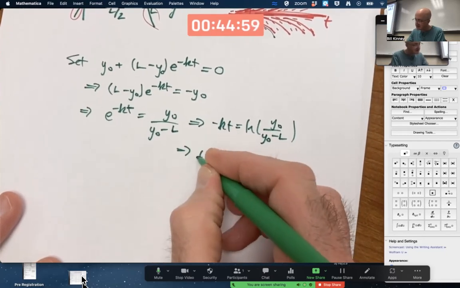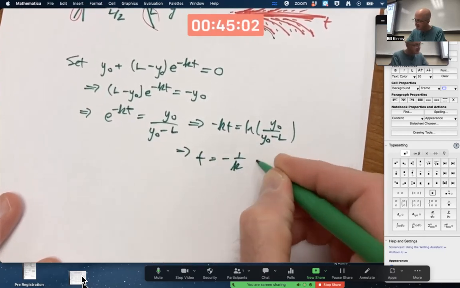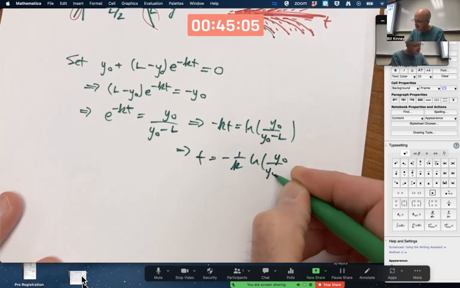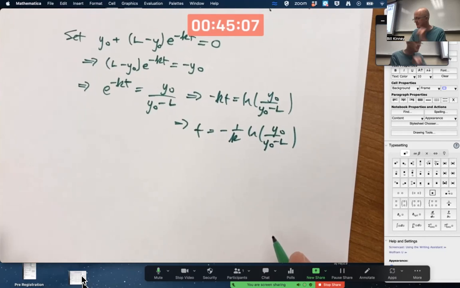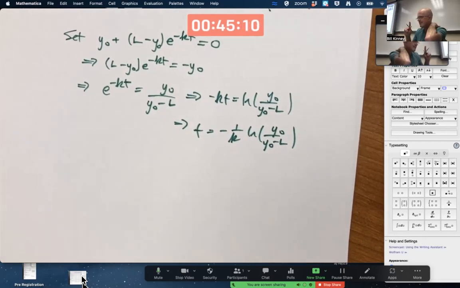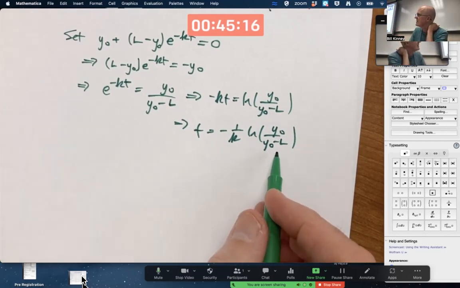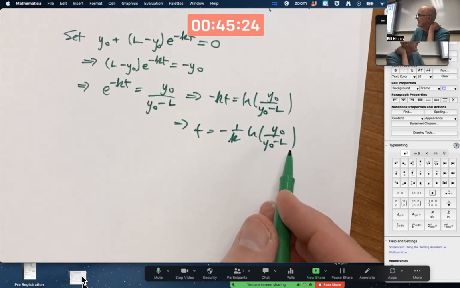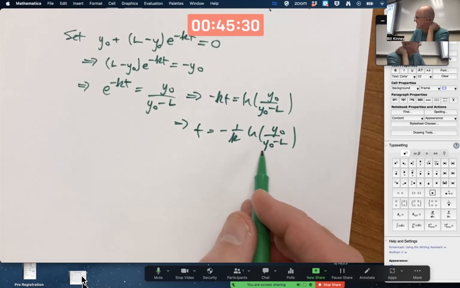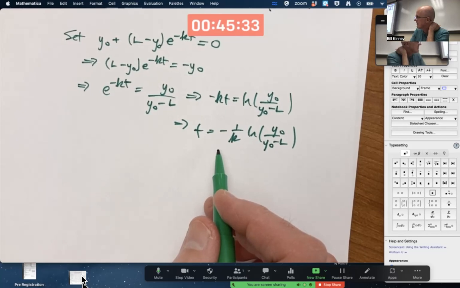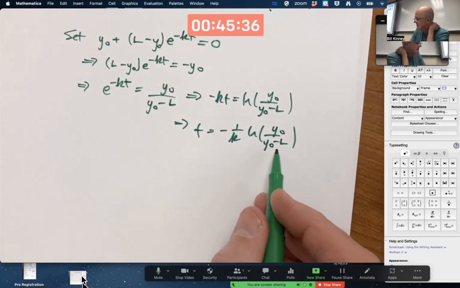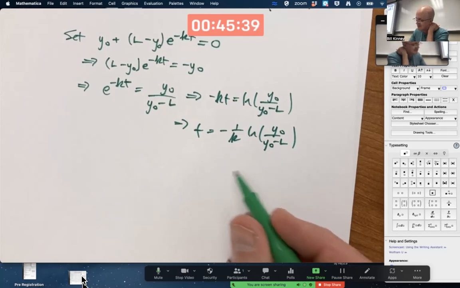Divide both sides by k, which is assumed to be a positive number. Looks like that's the value t where a vertical asymptote will occur. If what? If the input to the logarithm function is positive, right? The natural log, when we're thinking about pure real number math, no complex numbers, has a domain that only includes positive numbers. So in order for this to exist as a real value t that's going to give you a vertical asymptote to your solution, y0 over y0 minus L must be positive.